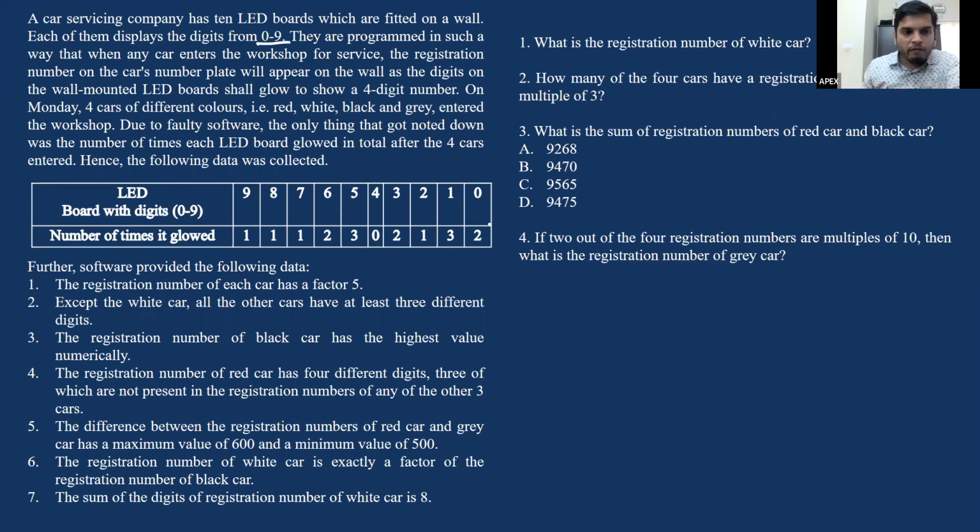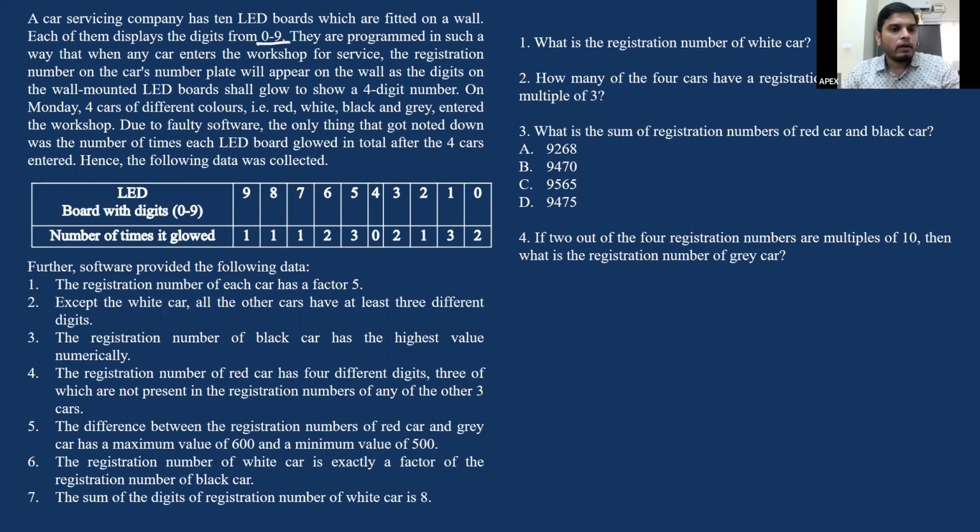Okay, and we are given with 7 statements to determine the registration number of each car. Okay, so this is a question from either puzzle or number logic, numeric logic. Now the registration number of each car has a factor of 5. So the registration numbers of all the cars is a multiple of 5. Except the white car, all the other cars have at least 3 different digits. So white car has at least only 1 digit or 2 digits. Okay, so digits were repeated for white car.